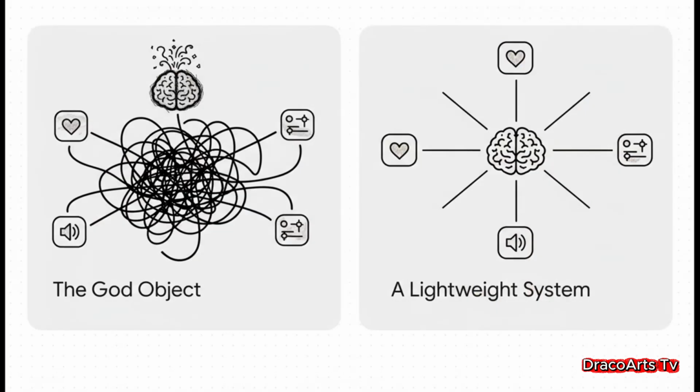Now, this just lays it out so perfectly, right? On the left, you've got that God object brain, a total tangled mess where the code for player health is getting mixed up with the audio settings and the save files. I mean, trying to fix a bug in that thing, it's an absolute nightmare. But then on the right, you have the goal, a lightweight system. It's a clean, organized brain where a central hub just delegates tasks to specialists. So much cleaner, so much more efficient.